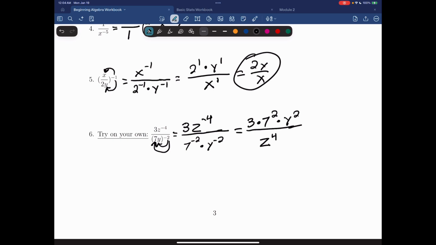And now we can do a little bit of simplification because we know 7 squared evaluates to 49. So we're going to get 3 times 49 times y squared all over z to the 4th. And now we can multiply that 3 by 49, which ends up becoming 147. I'm just going to say 147y squared all over z to the 4th power. And that's your final answer.